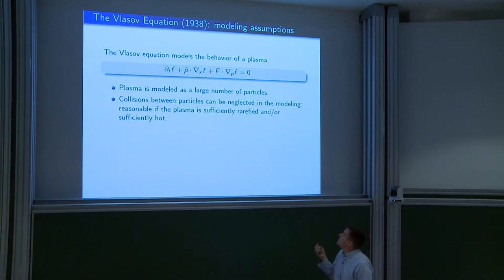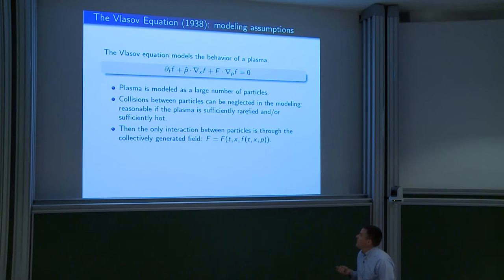If you want to include collisions, then you would get a more complicated model, of which there are a lot. Some of them I've worked on myself. The equation is nonlinear, and the only interaction between particles is through a collectively generated field, which is capital F, which is a function of time t, space x, and lowercase f, which is itself a function of t, x, and p. But the only way the field is a function of p is through lowercase f. So here, t is time, x is space, and p is momentum.